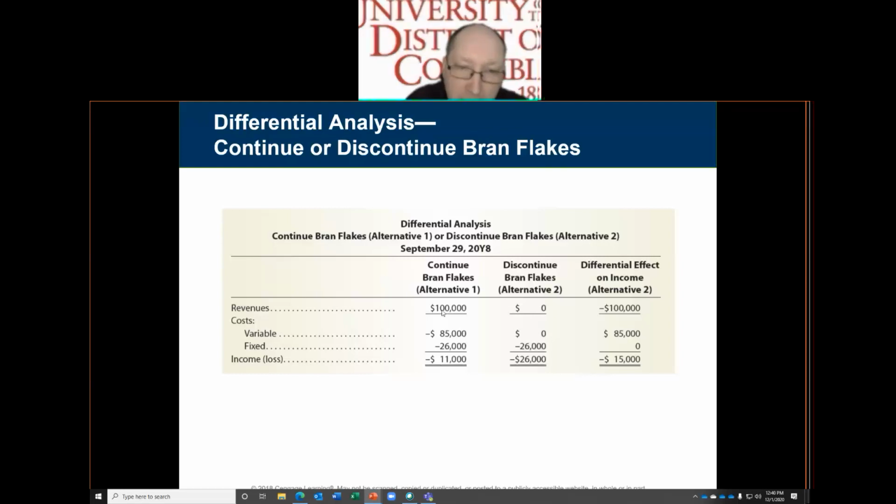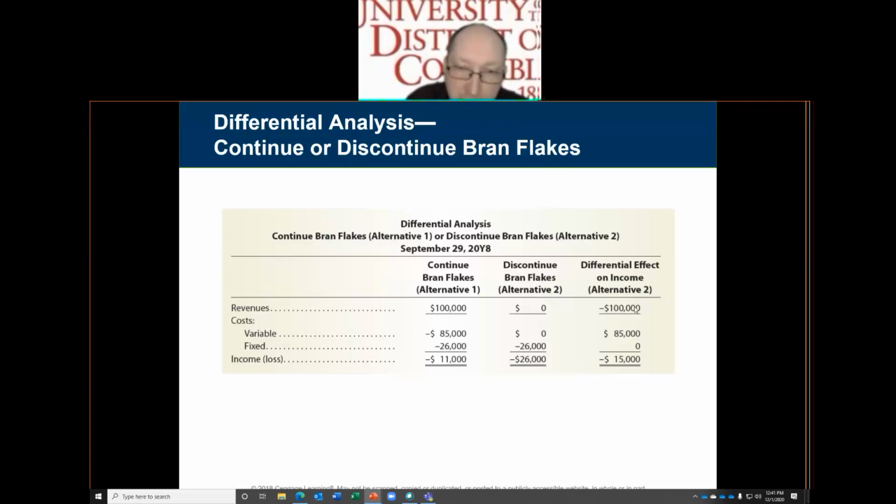If I decide to stop making that product, which is alternative 2, I'll have zero revenue. I won't have any variable costs, but I'll still have my fixed costs. Again, my fixed cost is like my overhead. I'm still going to have my overhead, but I won't have my direct materials or direct labor. But I'm not going to have any revenue either because I'm no longer selling it. So if I discontinue it, it's minus 26.